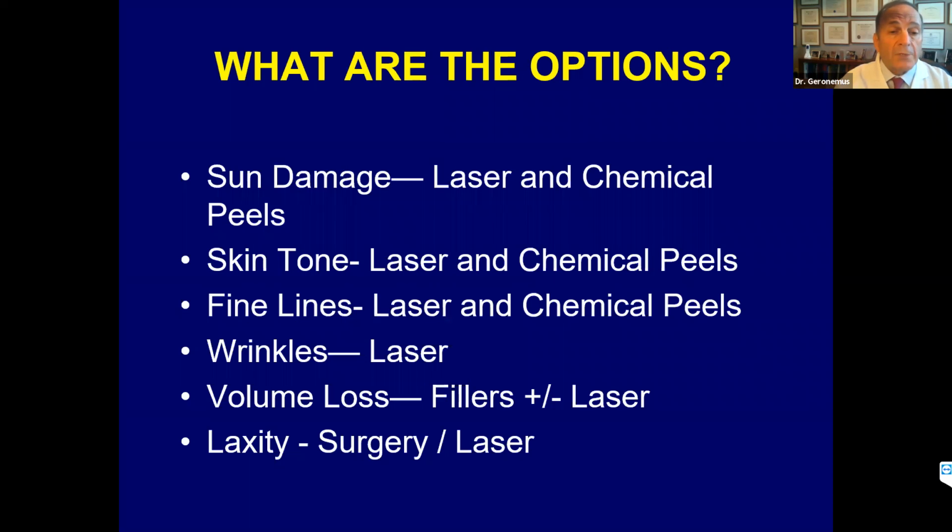So what are the options in addressing these problems? Sun damage we address through laser and chemical peels. I'm a laser guy. I've been working with lasers since 1983. I think lasers are preferable in dealing with sun damage. We'll be going into that, but by and large, we can do full facial treatments. We can treat the neck, the chest, the arms, and the legs for sun damage by using non-ablative fractional treatments or ablative fractional treatments. I'll talk about the differences there.